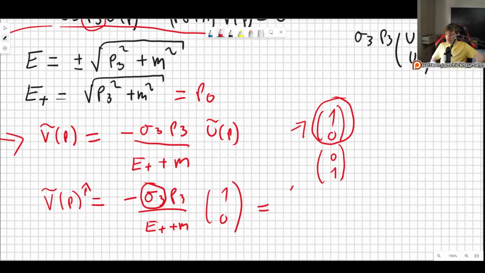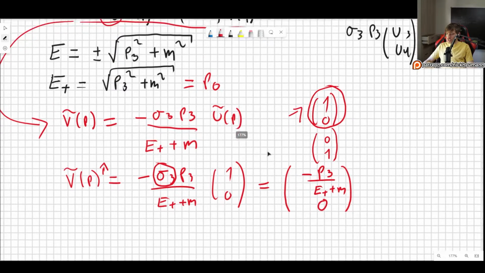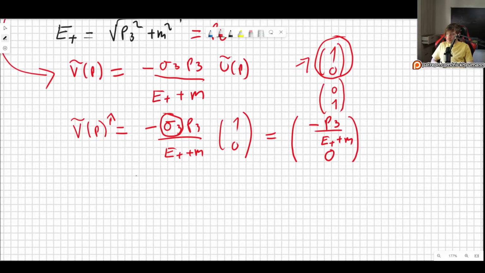So what this is going to do is that once we multiply through, we have minus P3 divided by E plus m in this part, and of course 0 down here. So the sigma 3 didn't really change anything, because we are multiplying 1, 0, 0, minus 1 with 1, 0. So this simply gives us 1, 0.